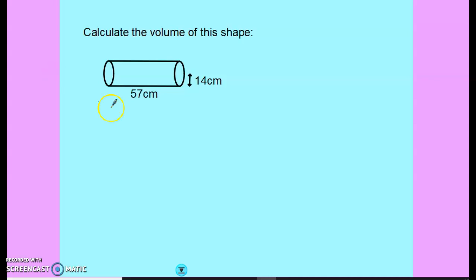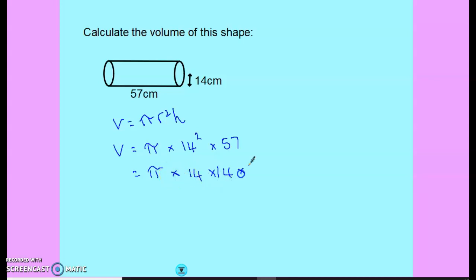Okay, let's try another one. Still a cylinder. Volume of a cylinder is pi r squared h. This time I'm given the radius. The radius is 14. So times 14 squared times the height. The height is 57. Again, if you don't like that squared, it just means times by itself. So you can expand it out if you want to.